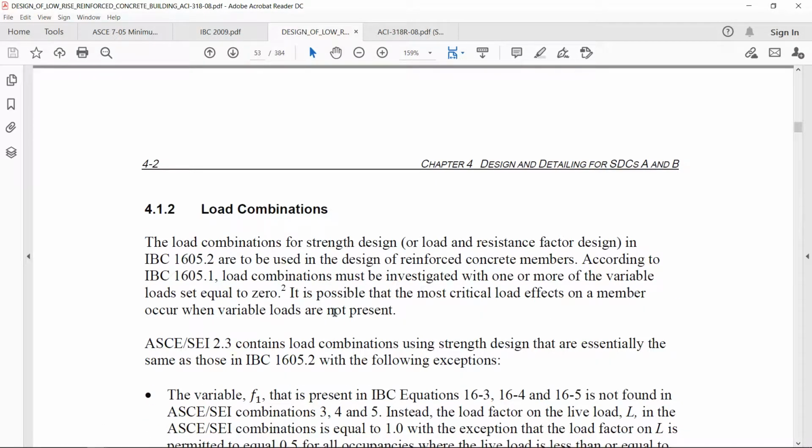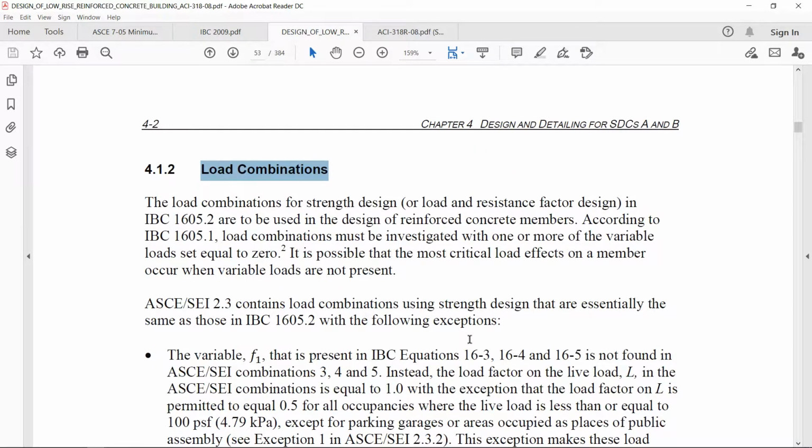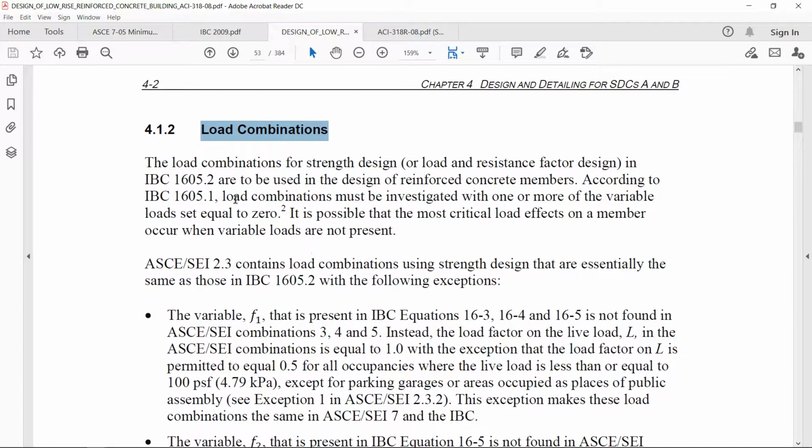Another very important aspect which I wanted to discuss was the load combination. In my video, you will see that in this example, they have taken some special load cases. In load combination number 5, they took the live load coefficient as 0.5. So what is here? The load combinations for strength design or load and resistance factor design in IBC 1605.2 are to be used in design of reinforced concrete members.